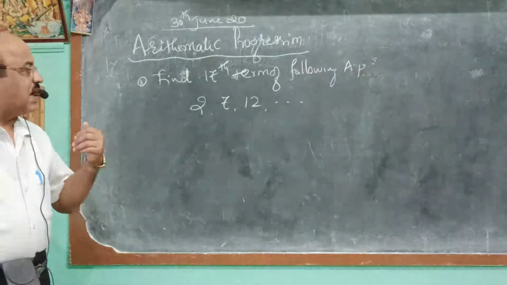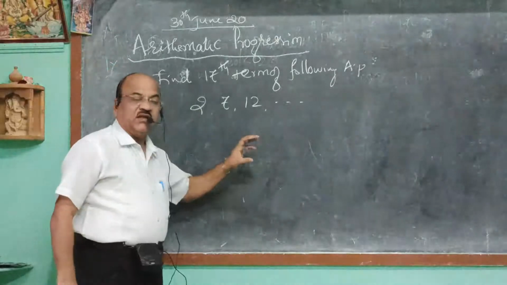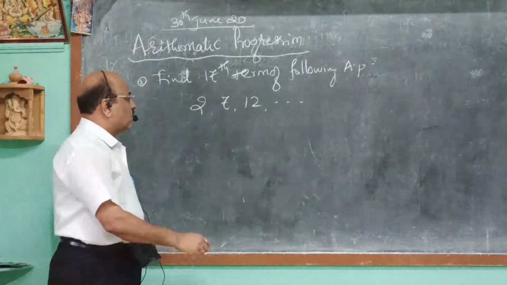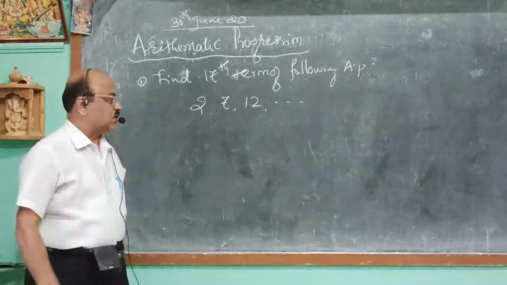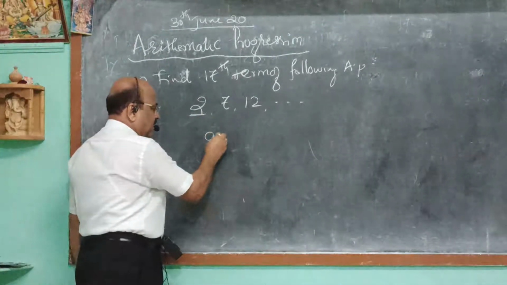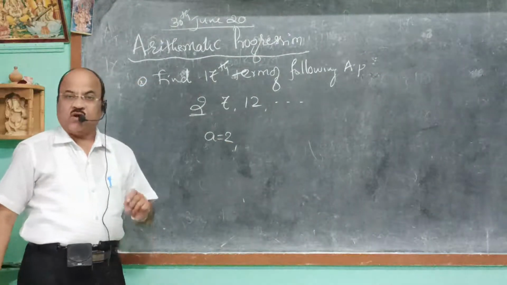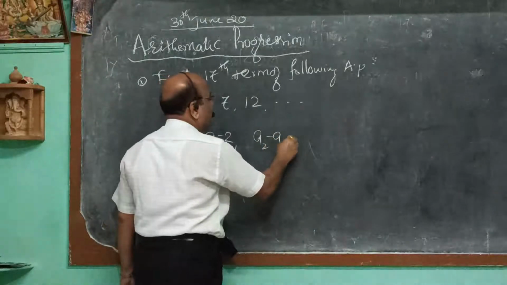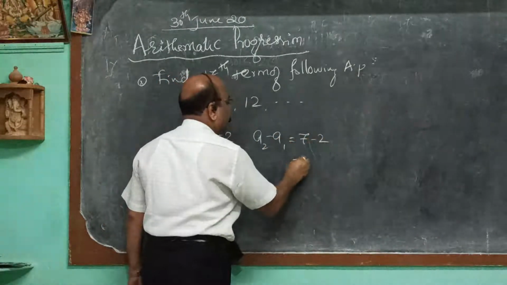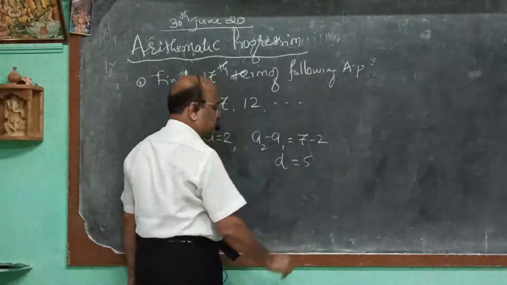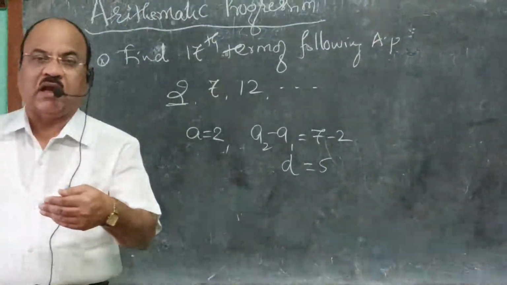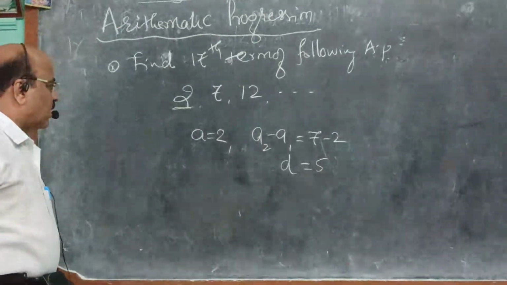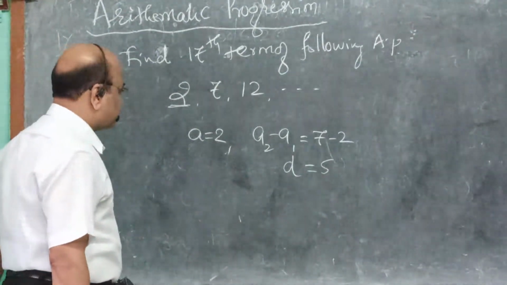In the previous example, the ready-made thing, that is A is given, D is given. But here we have to find out first A and D. What is A? A is nothing but the first term. The first term is 2 here, that is A equal to 2. We have to find out the common difference, that is A2 minus A1 equal to common difference, that is D. The term minus the preceding term is nothing but D. Now D equal to 5 here.